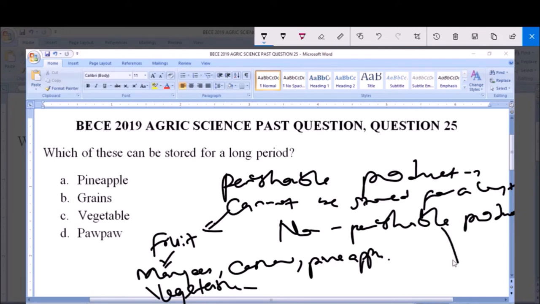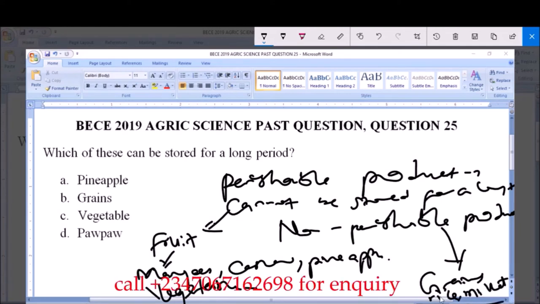Now examples of these non-perishable goods include the grains. Grains are a typical example of non-perishable products. Examples are the rice and the millet. Now all these grains, when you put them in a silo, a storage medium whereby you put grains for future use, can stay there for years.